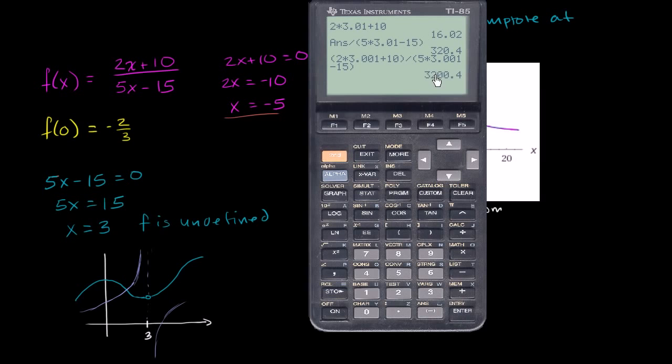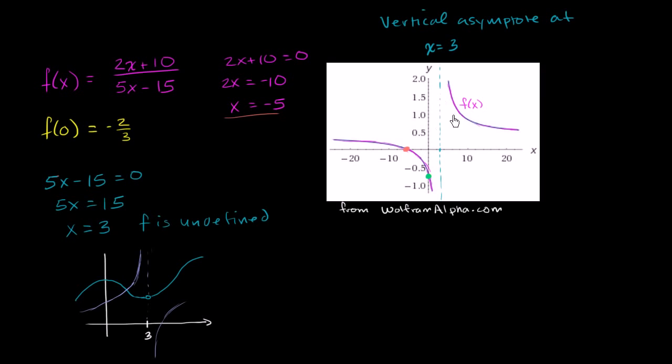We get even a larger number. So as x gets closer and closer to 3, f of x seems to be exploding. It seems to be approaching positive infinity. So that's one way to say, okay, this looks like, at least from this side, we are approaching positive infinity. So we would have been able to draw something like that.